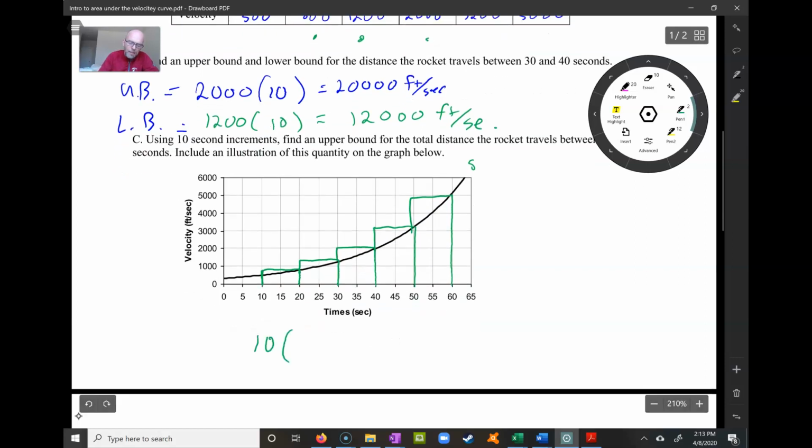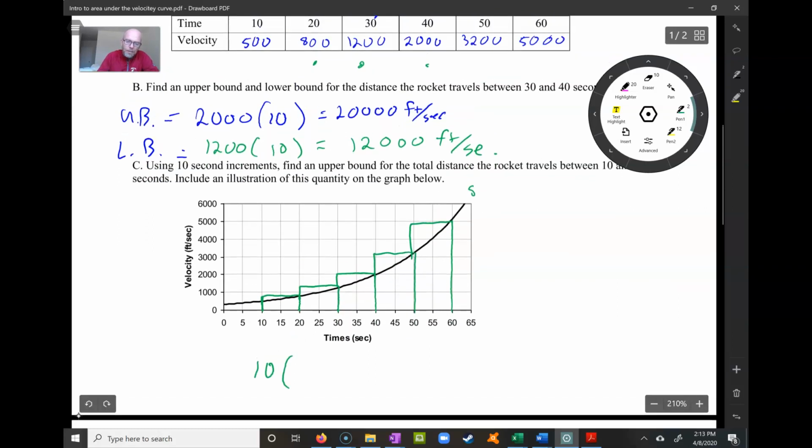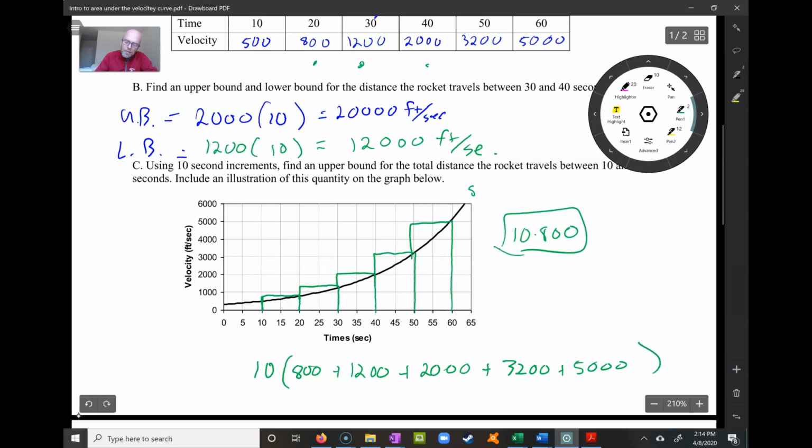So now we notice that all of these have a width of 10, so I'm going to put 10 on the outside and multiply it by each one, and then I'm just going to go through and put these velocities in there. So I got 800 plus 1200 plus 2000 plus 3200 plus 5000. So again, what we're saying is that 10 times 800 would be the distance traveled during that time period.